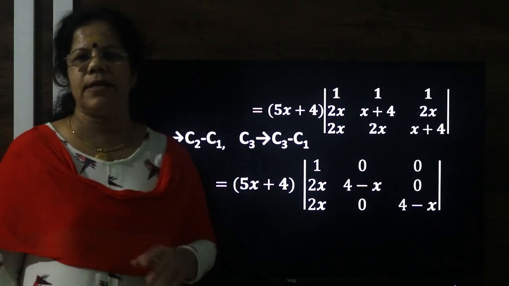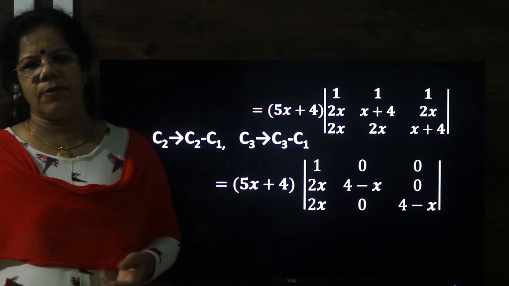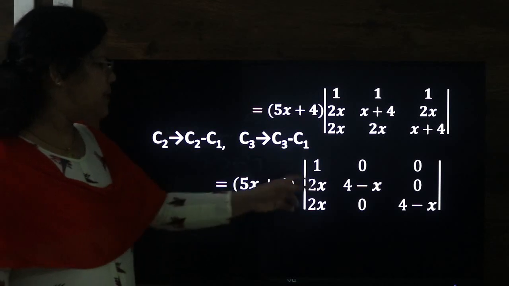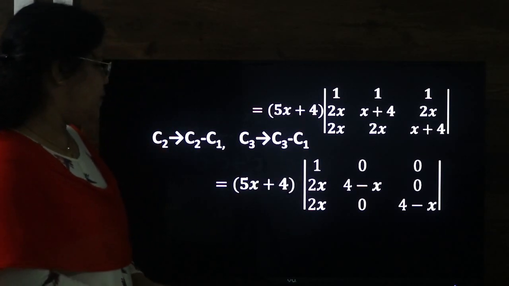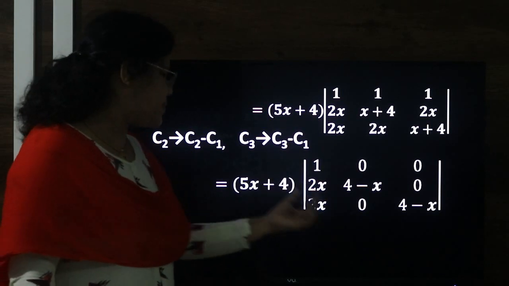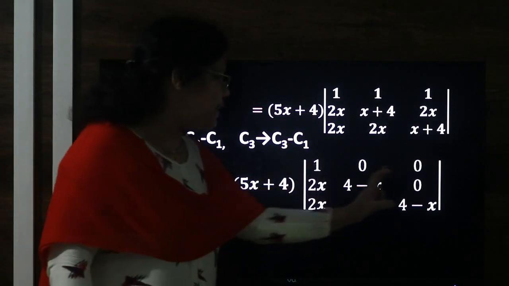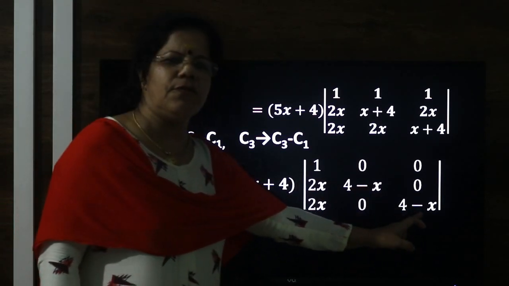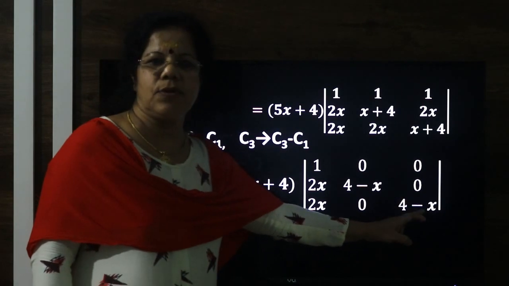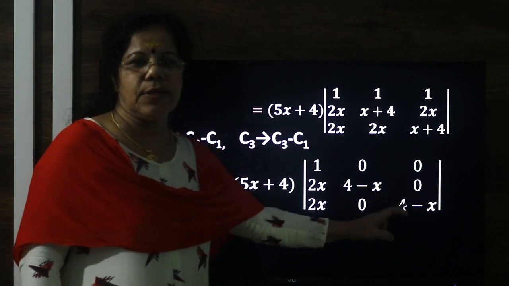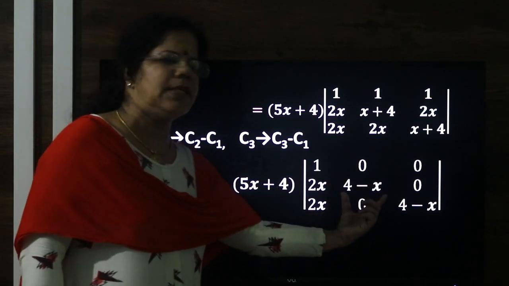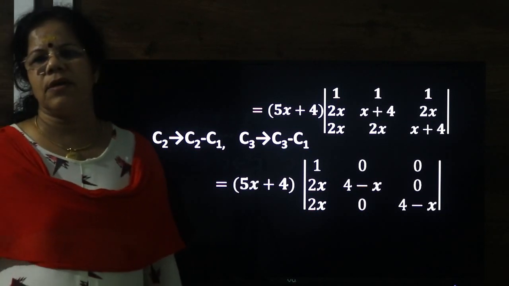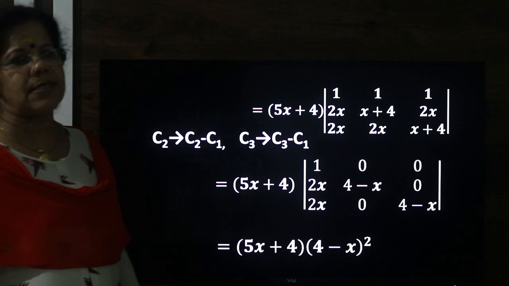So that 1 minus 1 becomes again 0, x plus 4 minus x, 4 minus x, and 2x minus 2x once again 0. This will be the resulting determinant. Now we need to simplify once again, equal to 5x plus 4. If you expand using the first row, you will be getting 1 into 4 minus x into 4 minus x, that is 4 minus x whole square, minus 0. So this total determinant will be 4 minus x whole square, and this will be 5x plus 4. Thus we got 5x plus 4 into 4 minus x whole square.